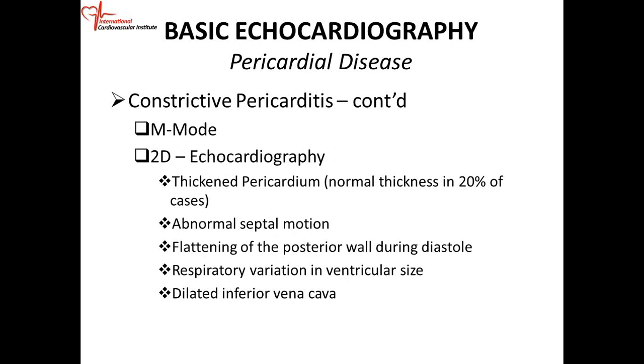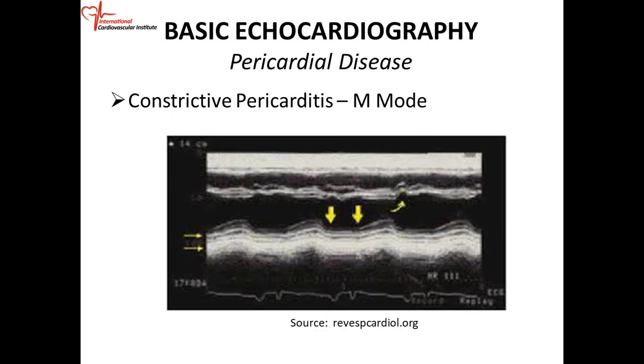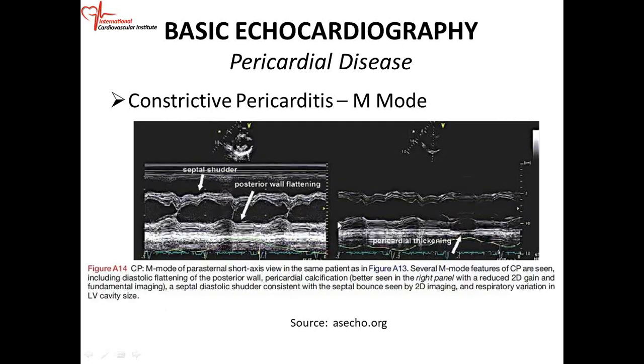A number of years ago, we had to take the patient to the cath lab and do all sorts of stuff. Now you can make this diagnosis in the echo lab. This is on the M mode. This is the flattening of the posterior wall that we talked about. So it's a diastolic flattening. ECG is on the bottom. Diastole is from the end of the T wave to the QRS. So this is the flattening of the posterior wall, and you can see it again.